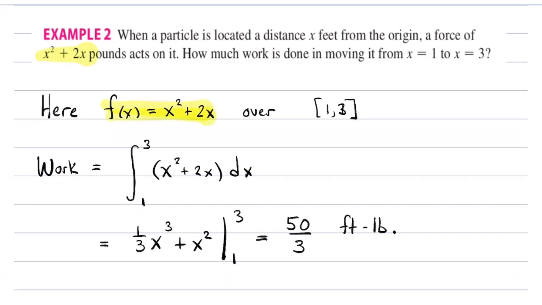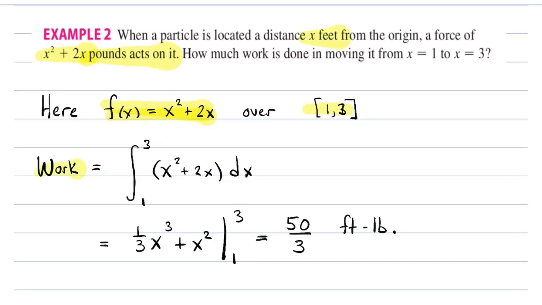So according to this formula, the further you are from the origin, the more force is acting on you. The force acting on you is x squared plus 2x, and it's in pounds. It's given in the problem. Okay, so we're measuring distance in feet. We're measuring force in pounds. Cool. So that's our force over this interval from 1 to 3. How much work in moving it from 1 to 3?